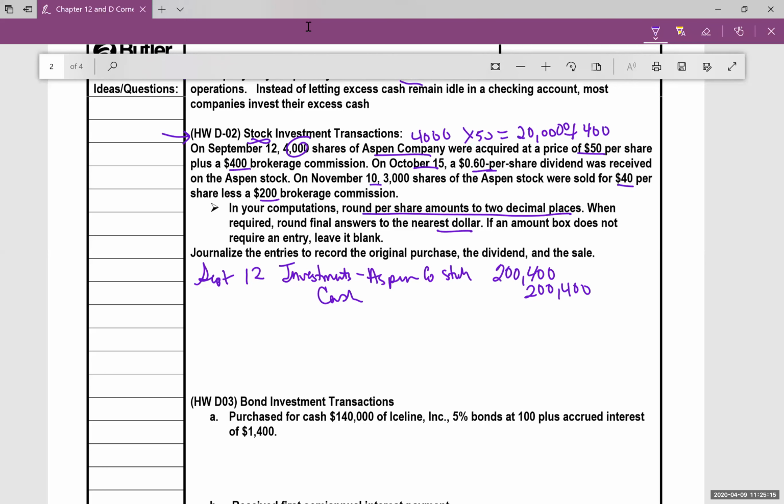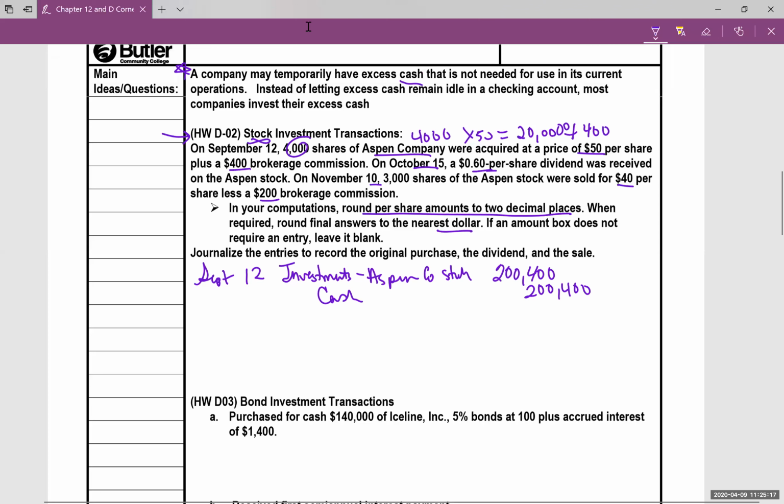Now I'm going to do a little calculation over here. Even though they paid $50 per share, if you take the 200,400 and you divide it by the 4,000 shares, you're going to get that they actually paid $50.10 a share. And that's going to be important in a minute. That 10 cents extra represents the brokerage commission. So they really didn't pay $50 a share, they paid $50.10 a share. But anyways, that's September 12th.